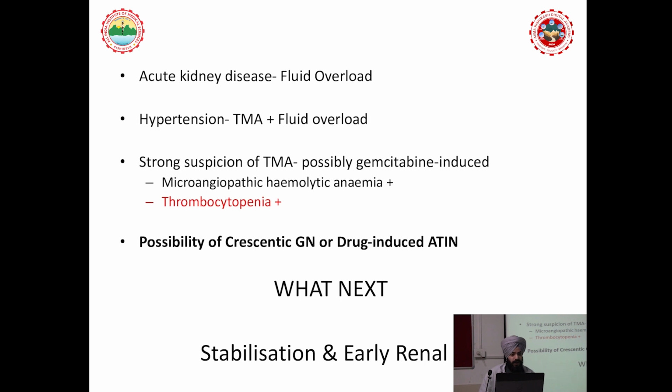So the diagnosis was acute kidney disease with fluid overload and hypertension, likely due to TMA, with strong suspicion of TMA possibly being gemcitabine induced, as the patient had normal C3 and C4, low haptoglobin levels, and raised LDH with progressive worsening of anemia and thrombocytopenia. A possibility of drug-related TMA was kept, but a possibility of crescentic GN or drug-induced ATN could not be ruled out. So what's next? We plan for stabilization and early renal biopsy in this patient.